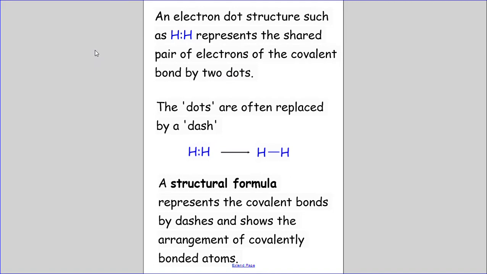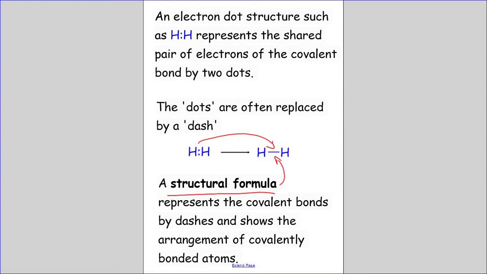So an electron dot structure, such as dihydrogen, 2 hydrogen atoms, represents the shared pair of electrons of the covalent bond by 2 dots. These dots can often be replaced by dashes. So we take our 2 dots and replace them with a dash. When it's replaced as a dash, we have a structural formula, which represents the covalent bonds by dashes. Structural formulas show the arrangement of covalently bonded atoms.